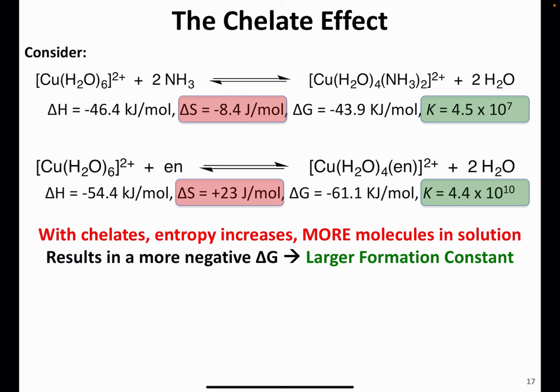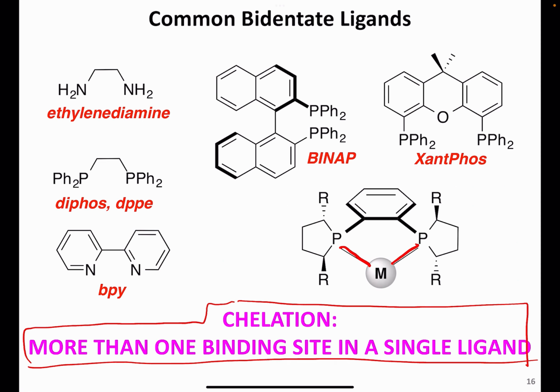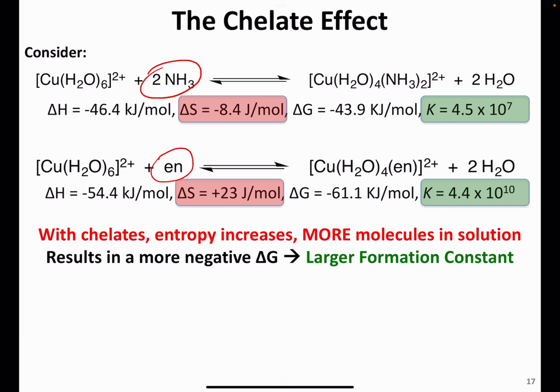What has been found is that when you form a chelate, it is much more thermodynamically favorable than using more than one monodentate ligand. Take, for example, this example here. It's simple substitution on a copper center, replacing the water molecules with ammonia versus ethylene diamine. Ethylene diamine is shown in the previous slide, often abbreviated as EN. Notice that the reaction with ethylene diamine is extremely thermodynamically favorable, much more so than substituting the water by 2 ammonia ligands. And so why is that?